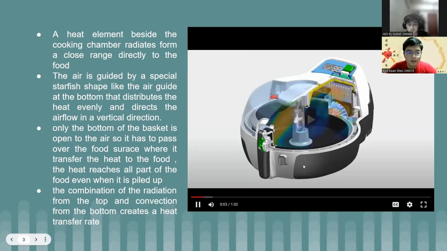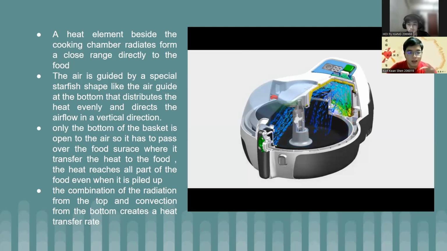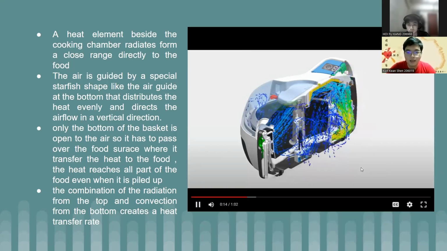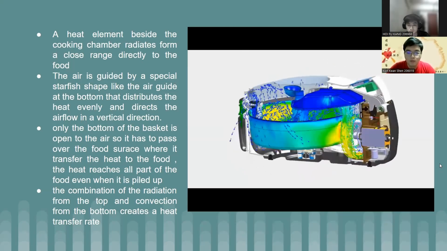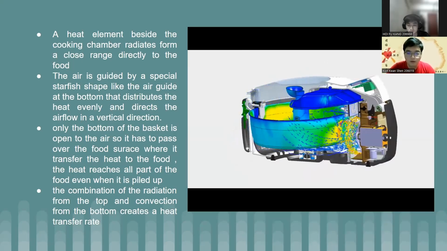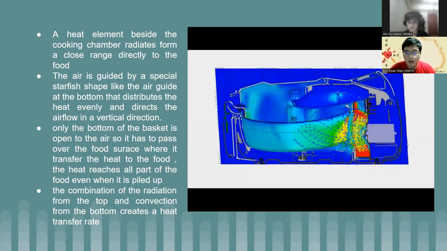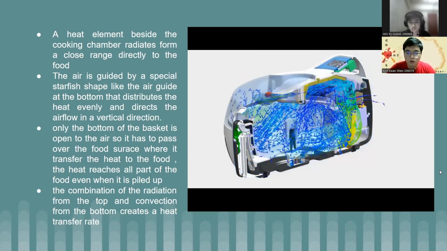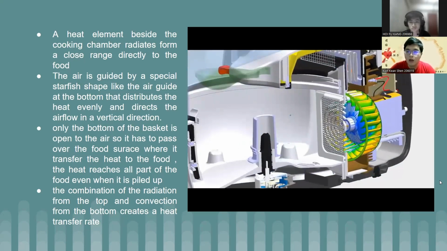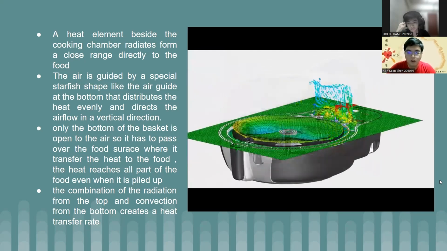You can see in the CFD that there's a fluid flow of hot air inside the air fryer. A heat element beside the cooking chamber radiates from a close range directly to the food, and you can assume that the radiation heat penetrates deep under the food surface. A fan near the heater pulls the air upwards through the cooking chamber, creating a strong airflow while passing the heater. The air is loaded with heat energy, so the air is transferred downwards through a double wall around the cooking chamber with minimum loss of flow and heat energy.